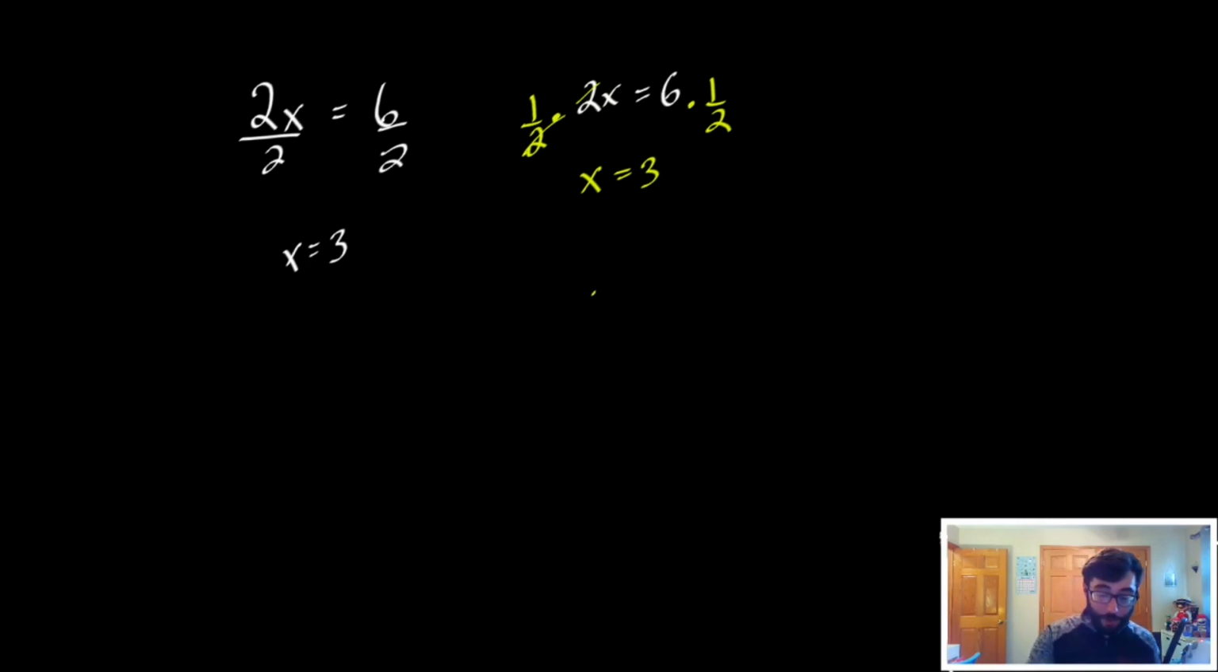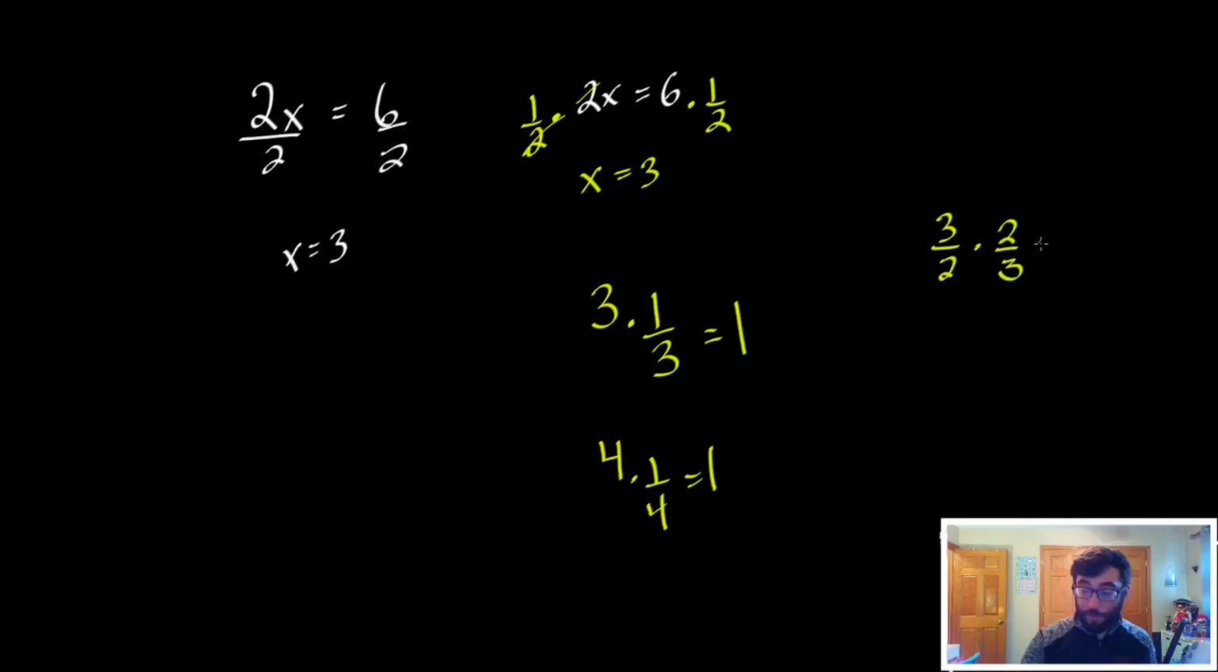For example, the number 3's multiplicative inverse would be 1/3, because if I multiply 3 by 1/3, I get 1. 4's would be 1/4. 3/2 would be 2/3. So that is the multiplicative inverse. And the reason I talk about that is because we don't necessarily divide matrices. We instead multiply by the multiplicative inverse of a matrix. So let's take a look at an example.